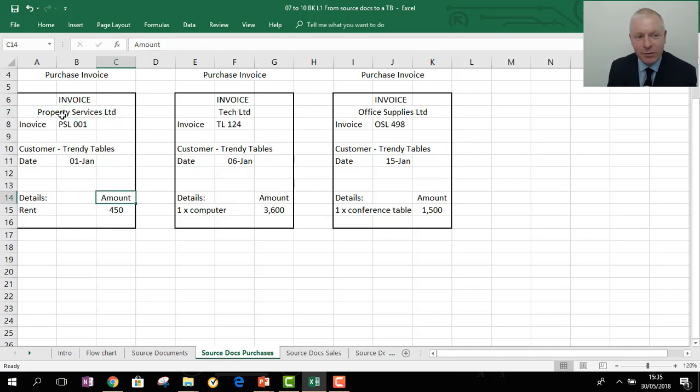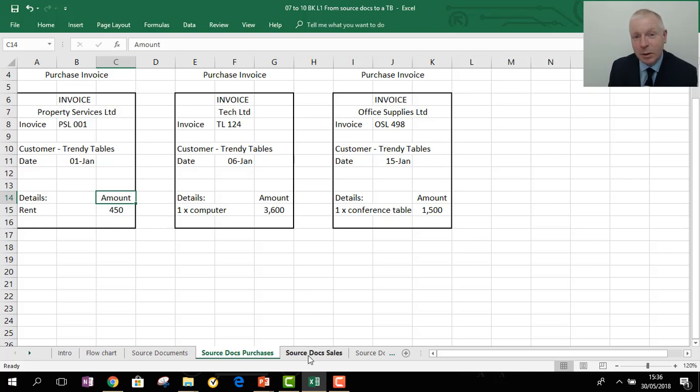If we just look at this first one here for Property Services, we can see that I have an invoice number which is PSL001. We have the name of the customers, i.e. the customer is the company, let's say, assume we're working for Trendy Tables. The date the transaction took place, the details, what it's for. In this instance here it's for rent, and the monetary value is $450. And we can see similar information detailed on the other invoices. So that's what a purchase invoice looks like, and we need to know how to transfer that information over to the daybooks, which we'll look at in a moment.